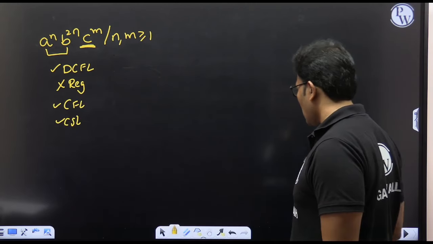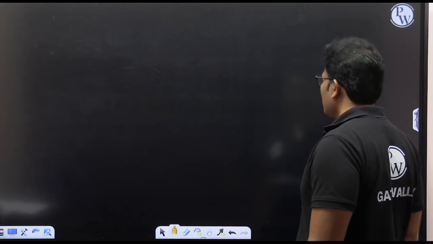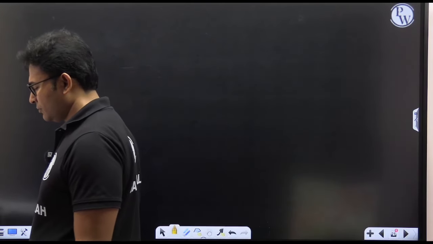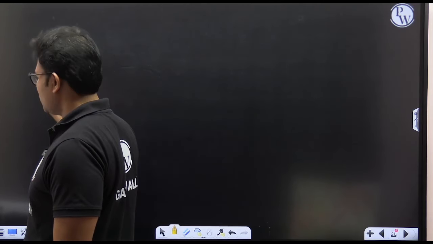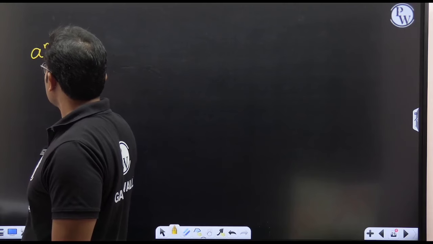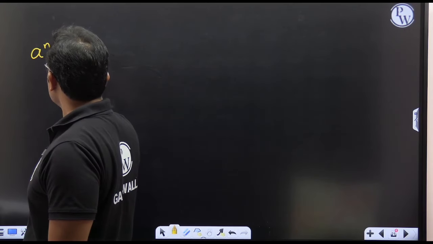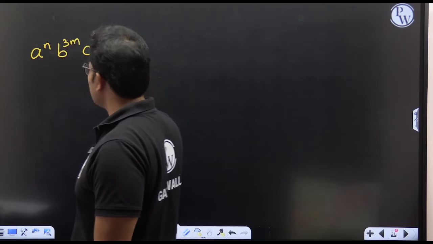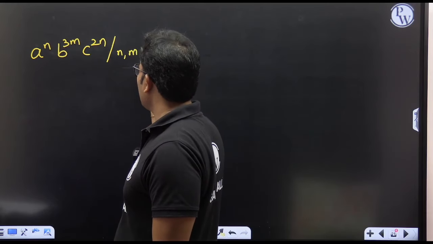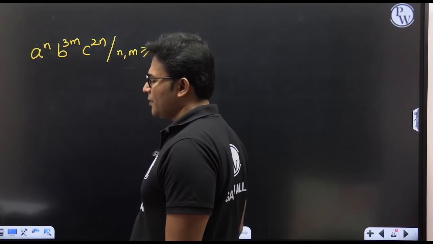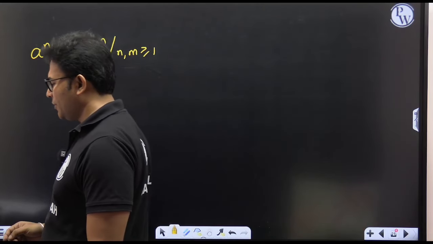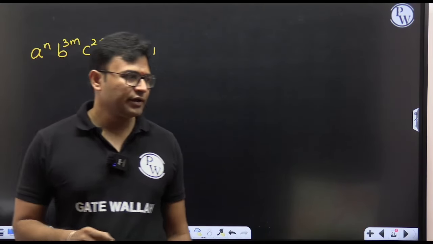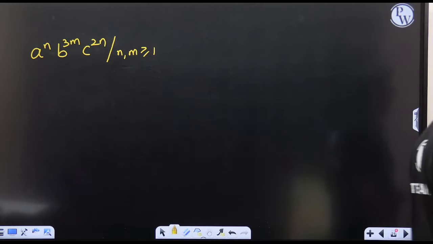We need not write all of them. Okay, or do this. a power n, b power 3m, c power 2n such that n, m greater than or equal to 1. Take time, no urgency. Take time and do this.